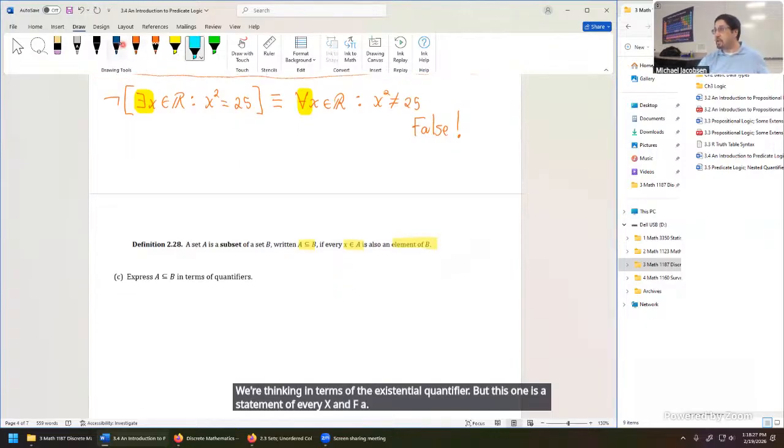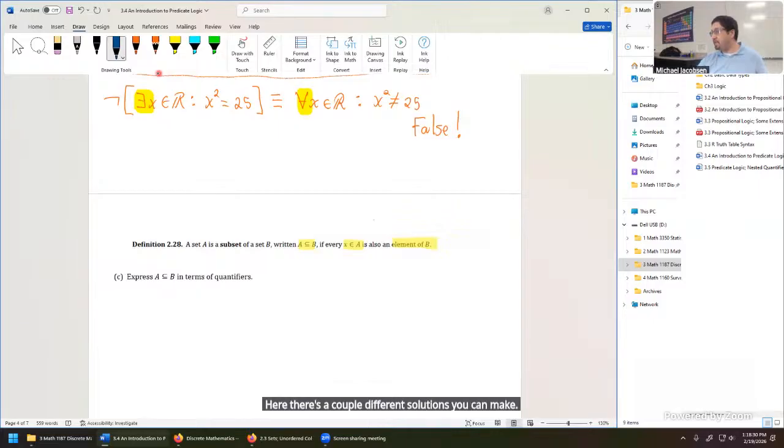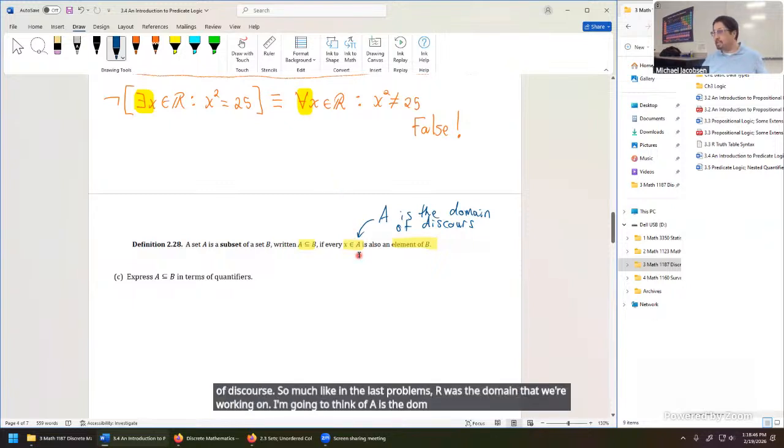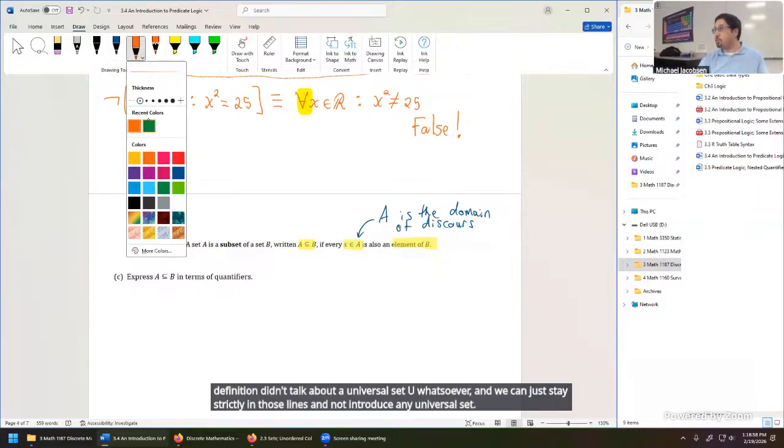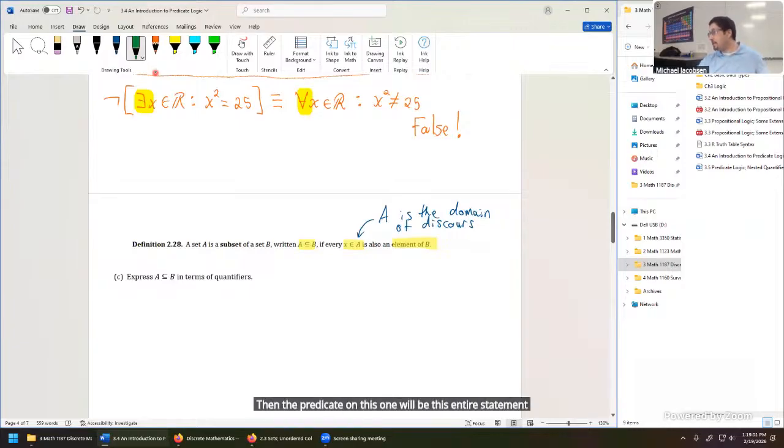Here, there's a couple different solutions you can make. I'm going to think of this entire set A as the domain of discourse. So much like in the last problems, R was the domain that we're working on, I'm going to think of A as the domain on this one because this definition didn't talk about a universal set U whatsoever. We can just stay strictly in those lines and not introduce any universal set. Then the predicate on this one will be this entire statement here: it is also an element of B. So that's going to be the predicate statement, P of X altogether.